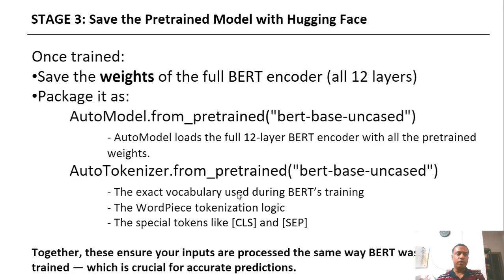Once the training is completed, the weights are saved in the full BERT encoder in all 12 layers, and you have a package. Now this is actually available in Hugging Face. You have AutoModel.from_pretrained with bert-base-uncased. The AutoModel loads a full 12-layer BERT encoder with all pre-trained weights, and the AutoTokenizer is also there in Hugging Face, from_pretrained. Right, this has the exact vocabulary used in BERT pre-training. It has the WordPiece tokenization logic, and it has special tokens like CLS and SEP. Together they ensure that your inputs are processed the same way BERT was originally trained.